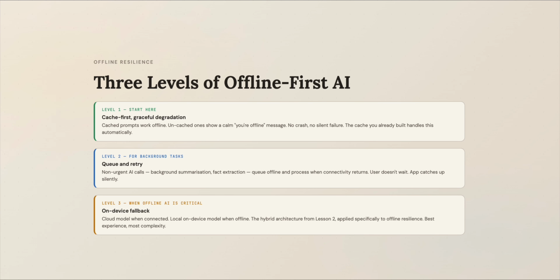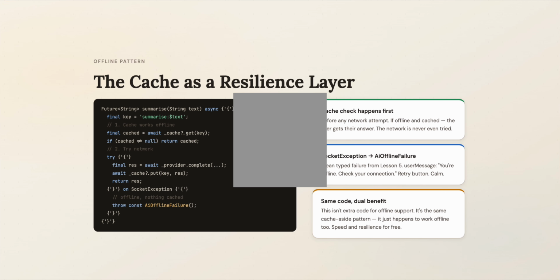Now here's how level 1 connects to the cache we built. The cache isn't just a performance optimization, it's an offline resilience layer. The architecture is the same, the benefit is both speed and availability.